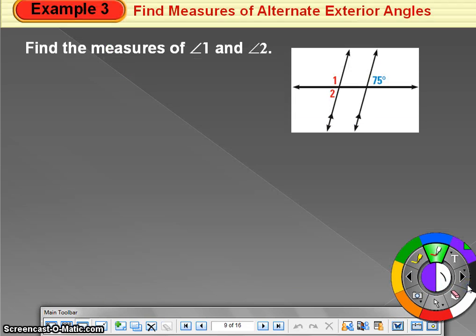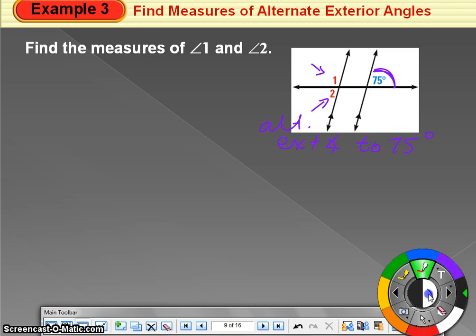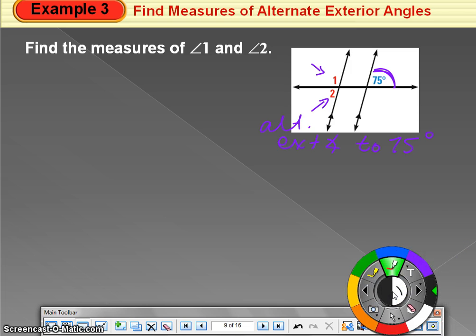So right here, find the measure of angle 1 and angle 2. So think about this for a second. 75 right here, there's really no relation to angle 1. No relation at all. But if you look at angle 2 right there, that is an alternate exterior angle to the 75-degree angle. So I can look at theorems about alternate exterior angles, and then I should realize, oh, alternate exterior angles are congruent.